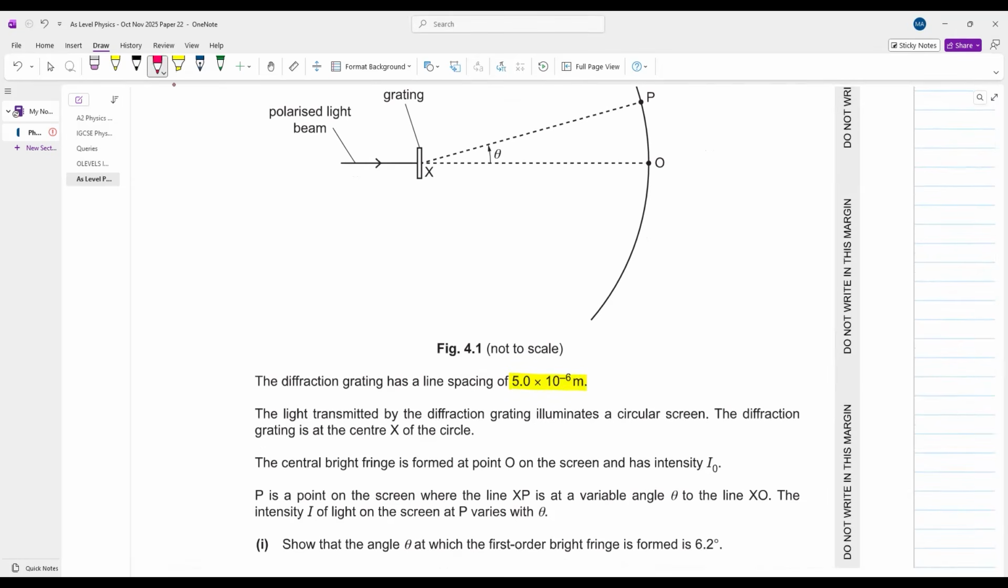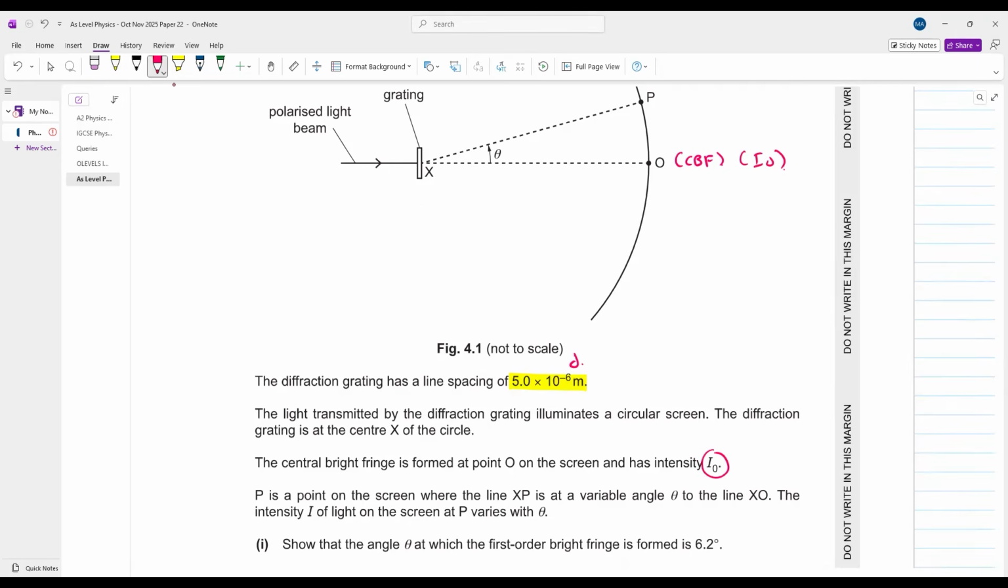ये आपकी क्या आ गई? Value of D आ गई. Perfect. The light transmitted by the diffraction grating illuminates a circular screen. The diffraction grating is at the center. ठीक है. The central bright fringe is formed at point O. अच्छा, यहाँ पे आपके पास central bright fringe है. ठीक है. With an intensity of I naught. इसकी intensity हो गई I naught.